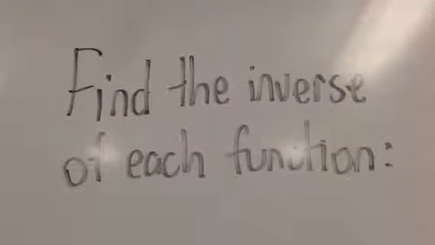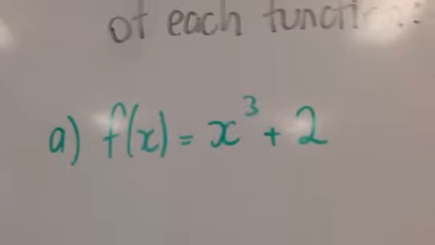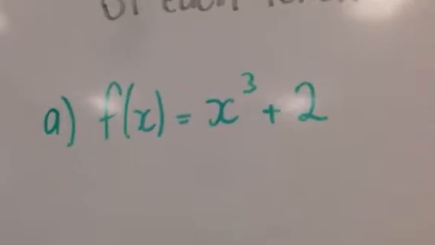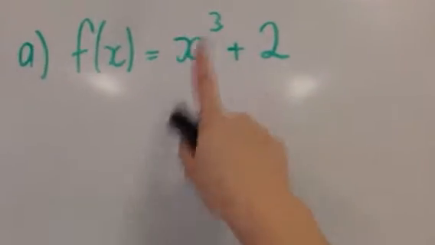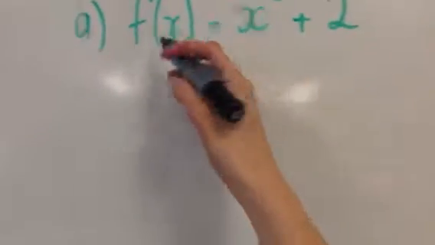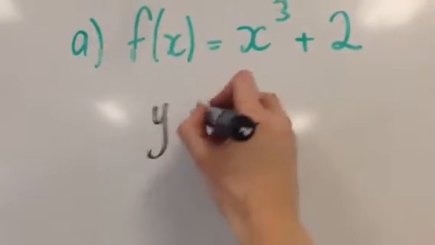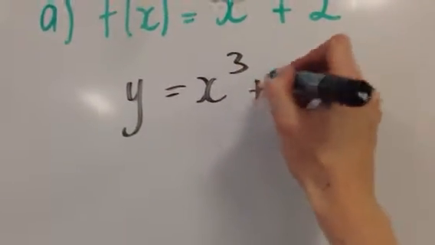Okay, now we're going to find the inverse functions when we're given a function. So for the first one here, our function is f of x equals x cubed plus 2. Now, before we actually do it, for ease, instead of writing f of x, let's just write it as y equals x cubed plus 2.